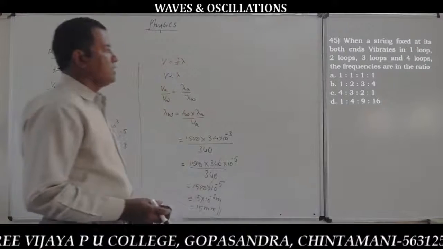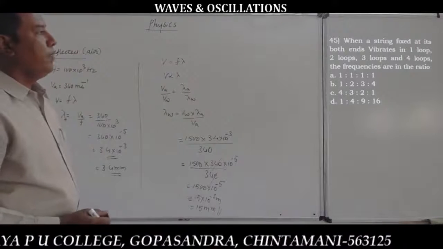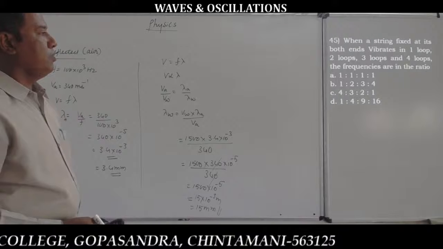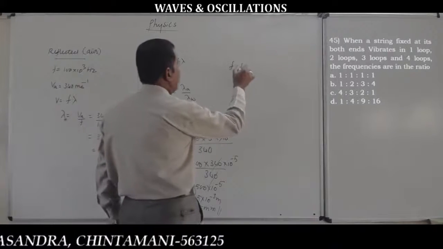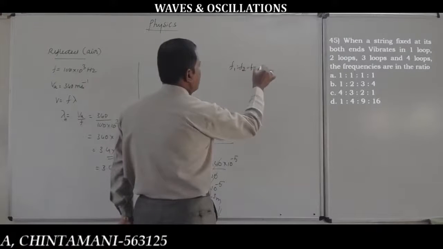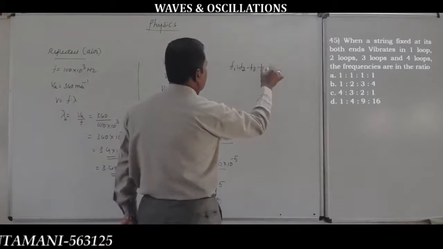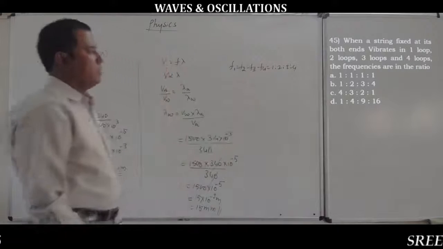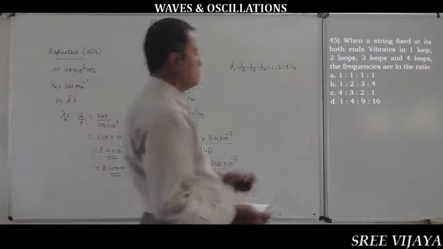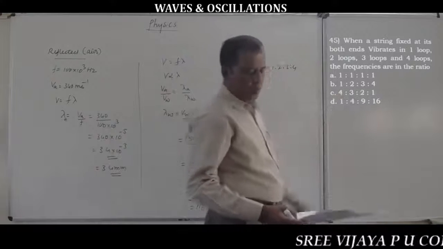When a string fixed at both ends vibrates in 1 loop, 2 loops, 3 loops and 4 loops, the frequencies are in the ratio. In the case of a stretched string, F1 is to F2 is to F3 is to F4 is 1 is to 2 is to 3 is to 4, and so on. So therefore you get option B here.